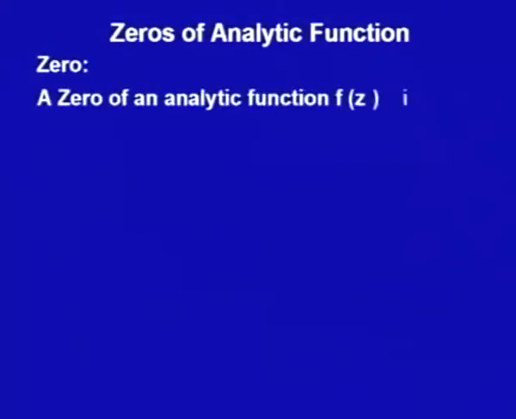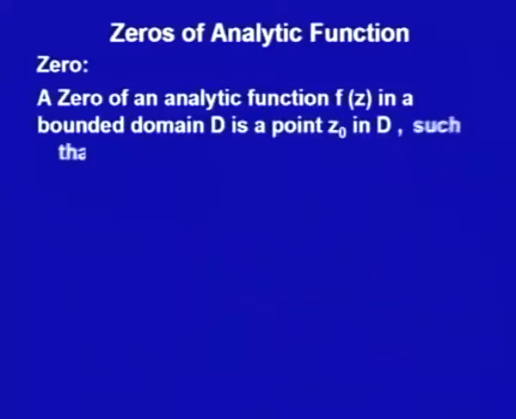A zero of an analytic function f(z) in a bounded domain D is a point z naught in D such that f(z naught) is 0. This is the simple definition of zero. We say it is a zero of order m also.